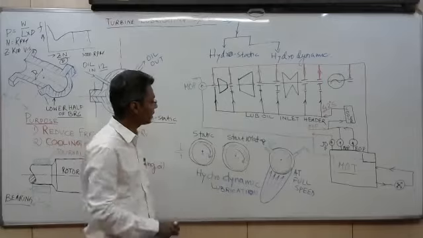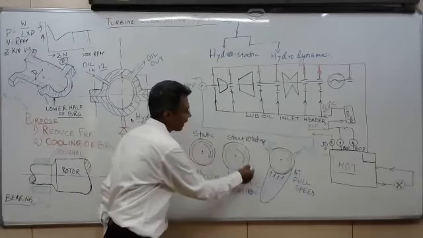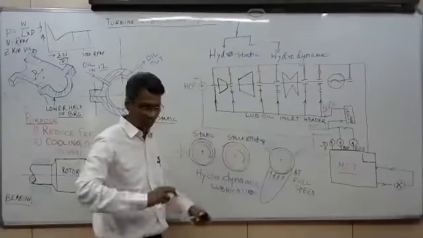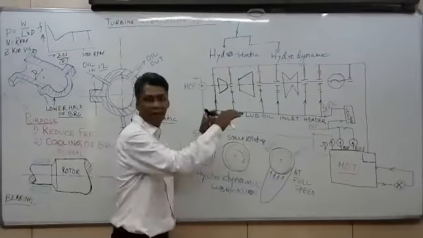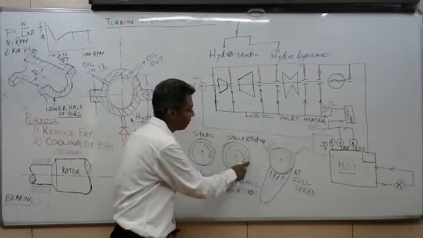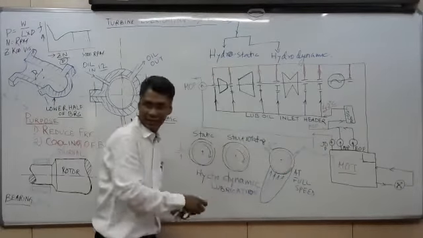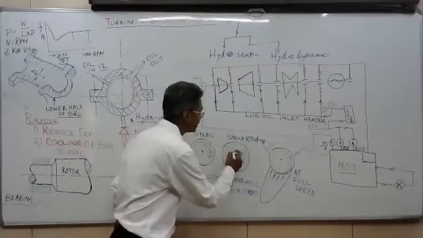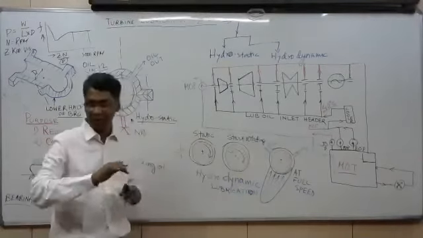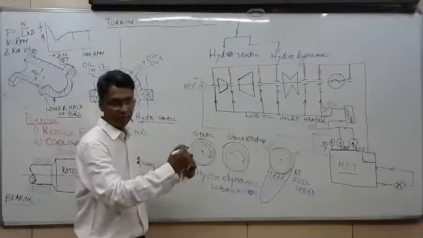Once you start rotating, it will try to climb up over this surface. So it is climbing up in this direction. That means the shaft is shifting to the right side. Very clearly, the shaft is shifting to the right side because it is trying to climb up.